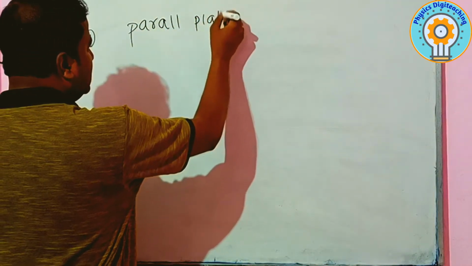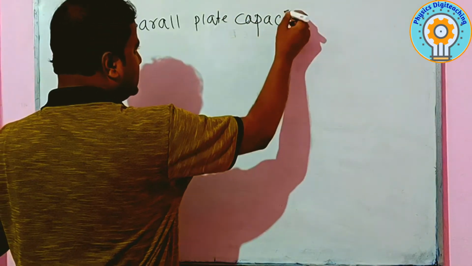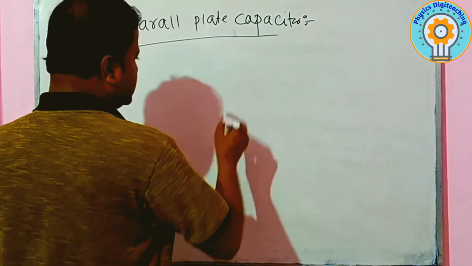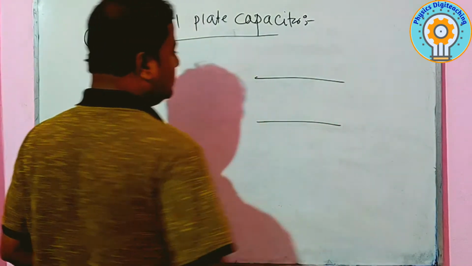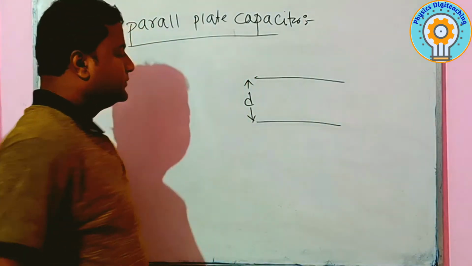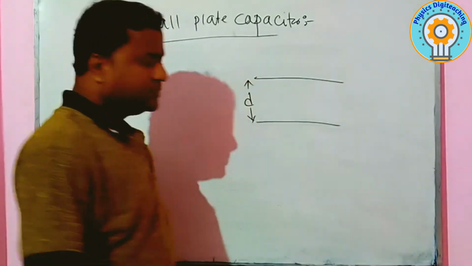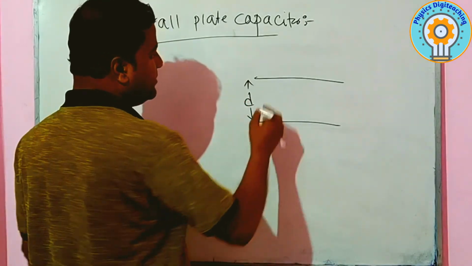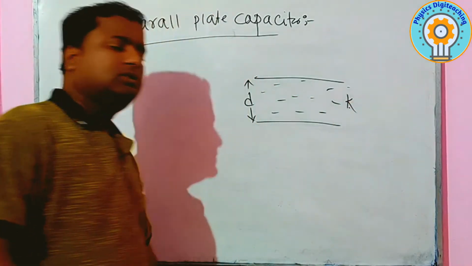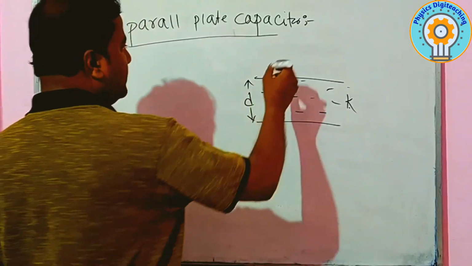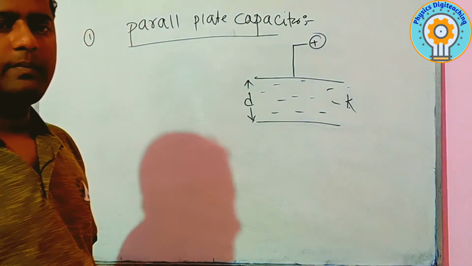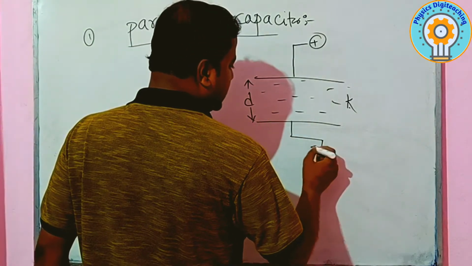Parallel plate capacitor. A parallel plate capacitor consists of two parallel plates separated by a distance, say this is d, and the space between the two parallel plates is filled with some dielectric medium, say this is K, dielectric constant K. Now one plate is charged with positive charge and the other plate is connected with earth.